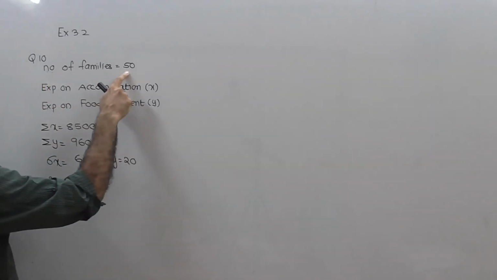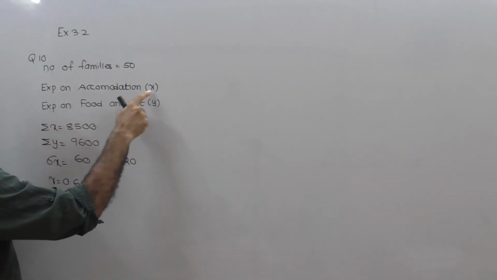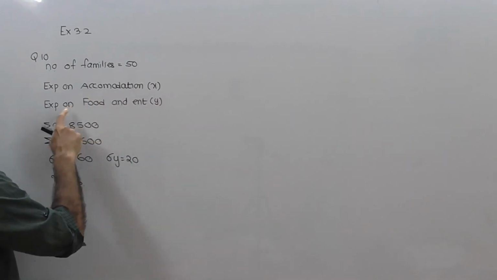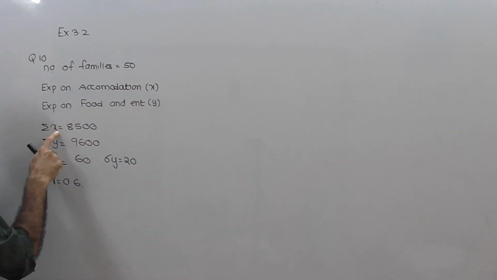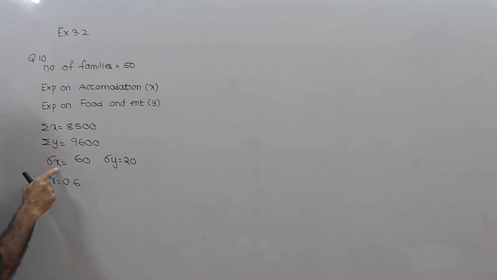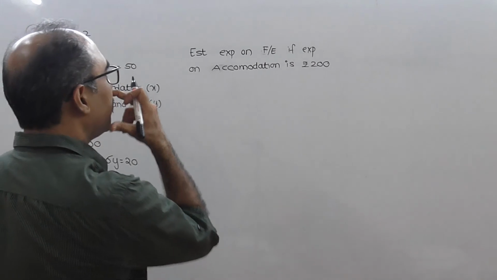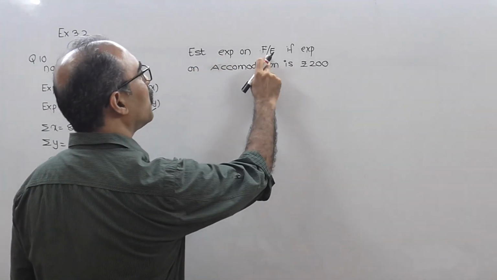They have given the number of families as 50. Expenditure on accommodation is denoted by x. Expenditure on food and entertainment is denoted by y. They have given sigma x, sigma y, standard deviation of x, standard deviation of y, and r equal to 0.6. We have to estimate the expenditure on food and entertainment.